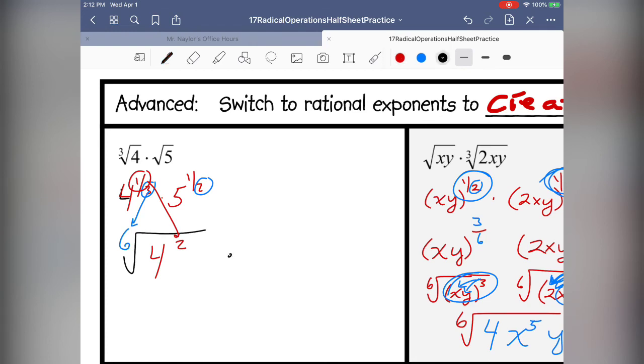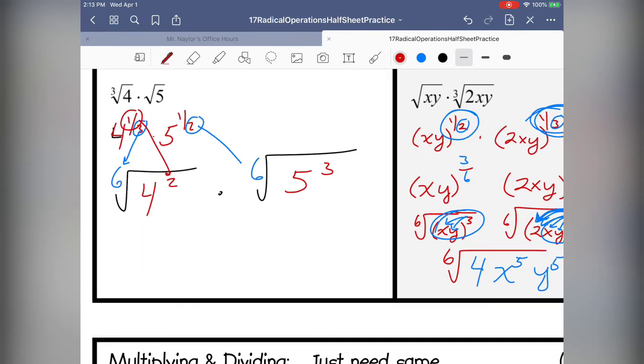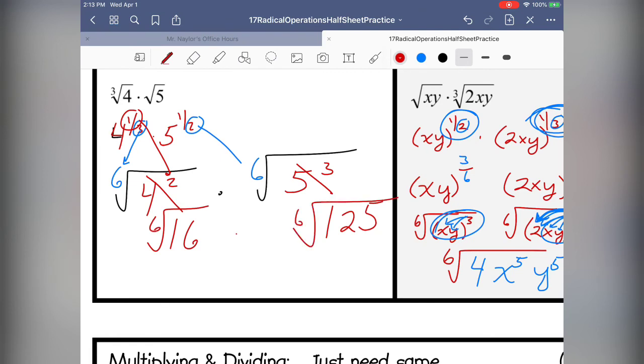You can kind of do the same little whoop-de-ding here with 5 to the 1/2. We can change the 2 to be the denominator of 6, but that's going to give us a numerator of 3. So I now have 5 to the 3rd power. 4 squared is 16. 5 cubed is 125. And you actually can multiply these numbers together. Since they're both underneath here, I can multiply them together. And you get one more big giant number here. I believe you get 2,000. So it's actually the 6th root of 2,000.